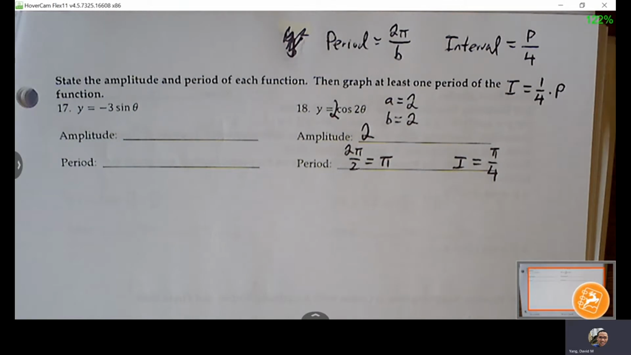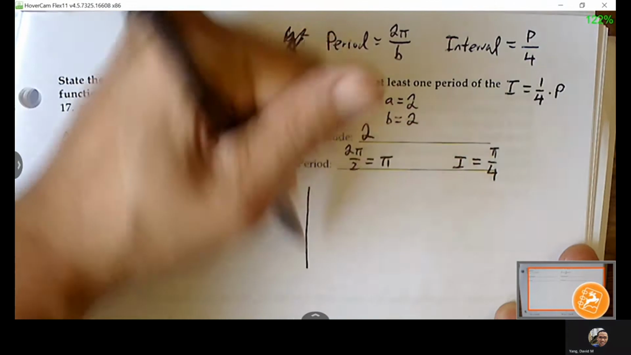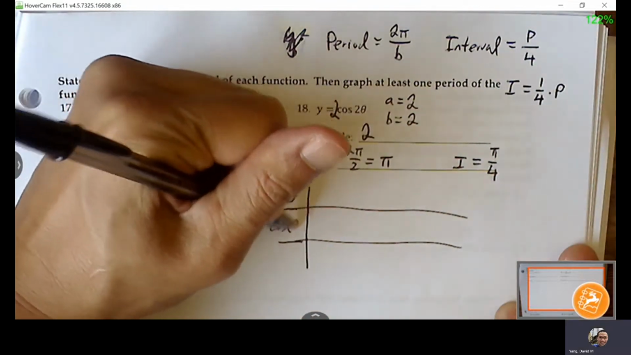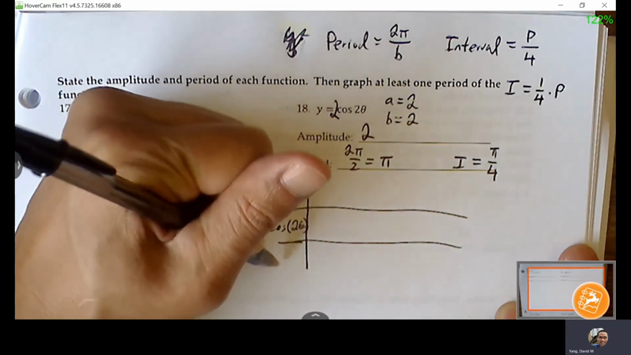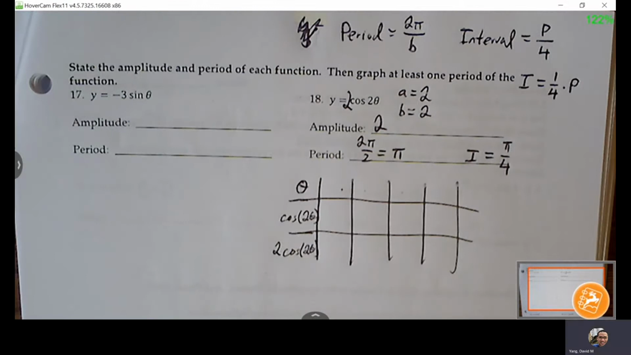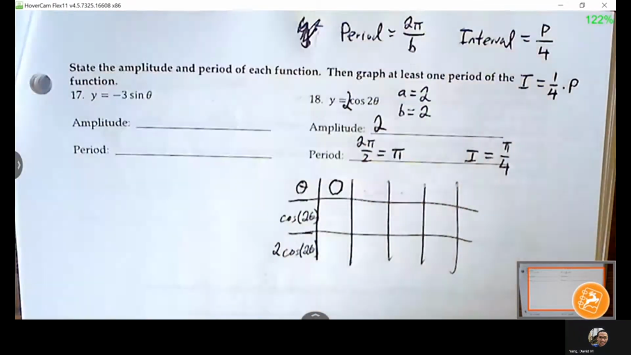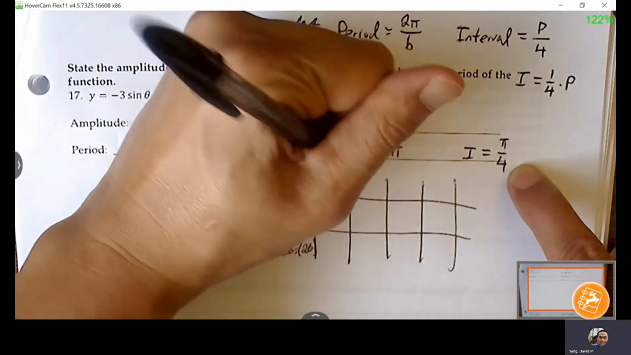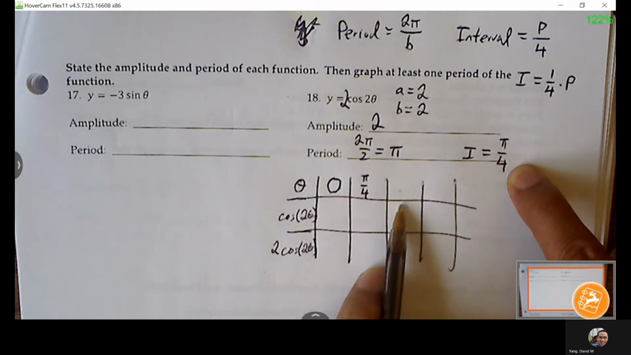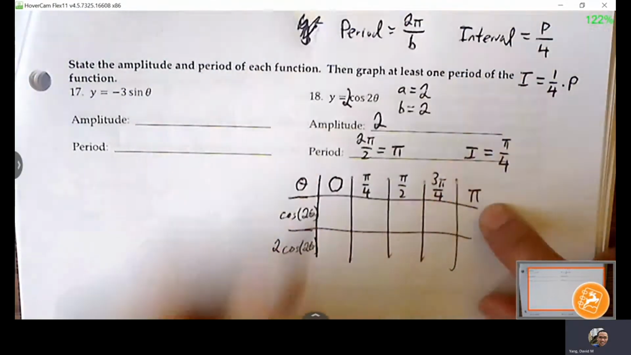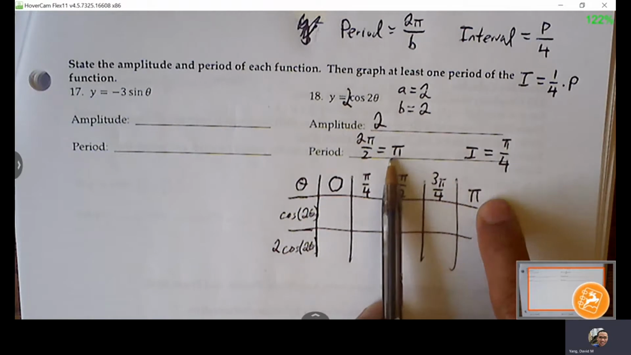You guys okay? So let's create our chart or table. Theta, I'm going to put cosine 2 theta, and then I'll add in the a value at the end. Create 5 columns. Okay, we're always going to start at 0. And we're going to keep adding 1/4 until we reach the end. So 0 plus 1/4 is 1/4. 1/4 plus 1/4 is 2/4, which is 1/2. 2/4 plus 1/4 is 3/4. Plus 1/4 is pi. So when you reach that 5th spot, it should match your period. These numbers will always match here.